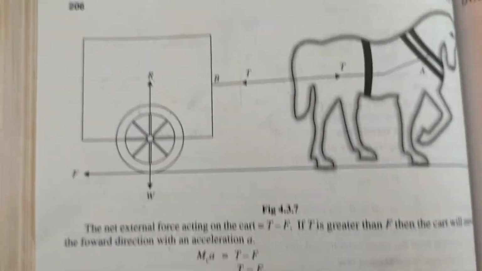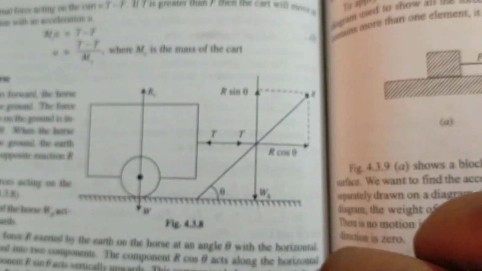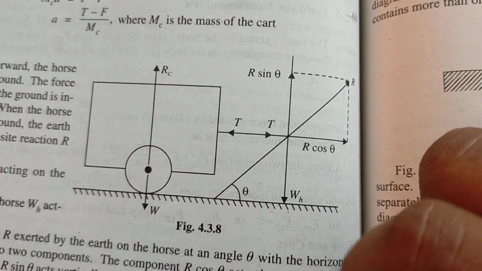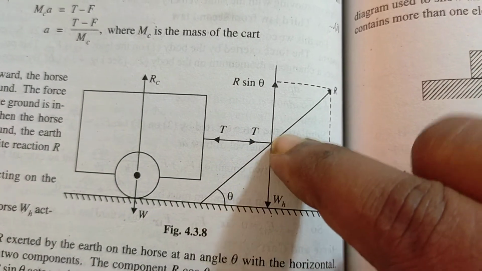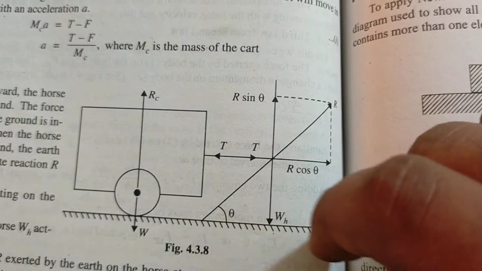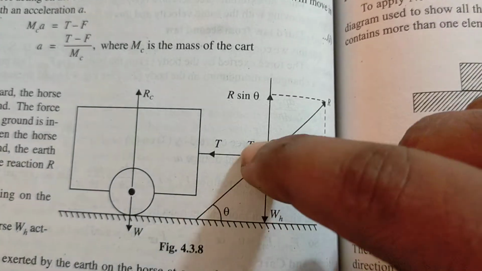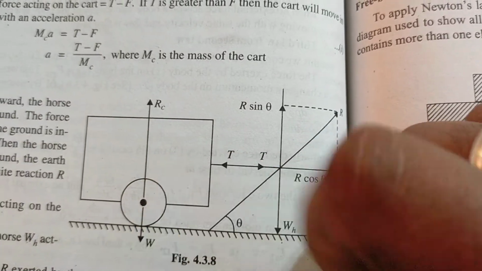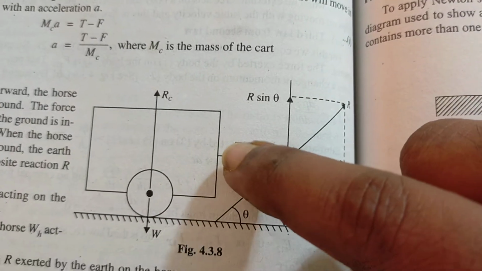So the motion of a horse was missing. For the motion of the horse, this is very interesting. Let us consider this point to be the horse. Its weight is acting in the downward direction, and the horse is trying to move in a forward direction, so the reaction force makes an angle theta with the ground. This reaction force is resolved into two components, R cos theta and R sin theta. The horse is tied with a cart with a string, so the force acting on the string or thread is T.